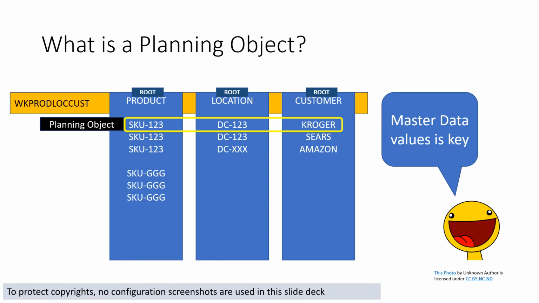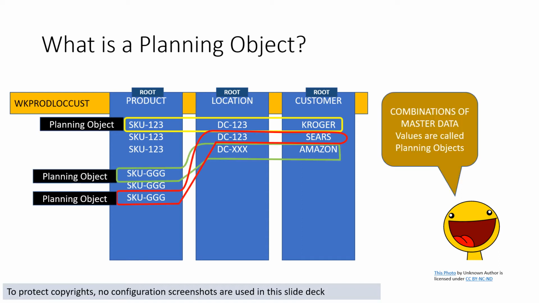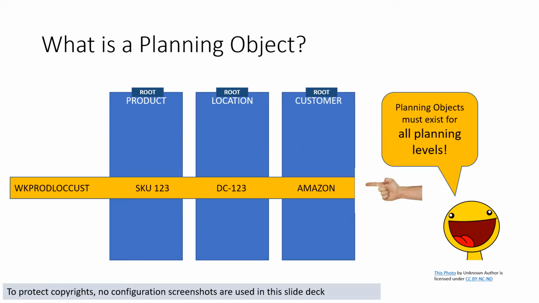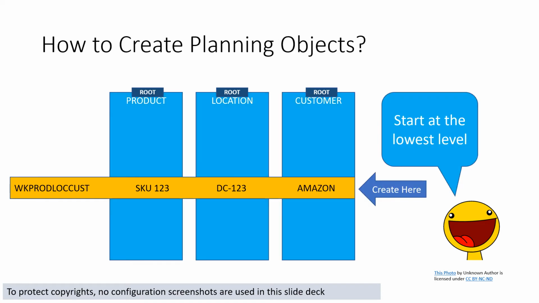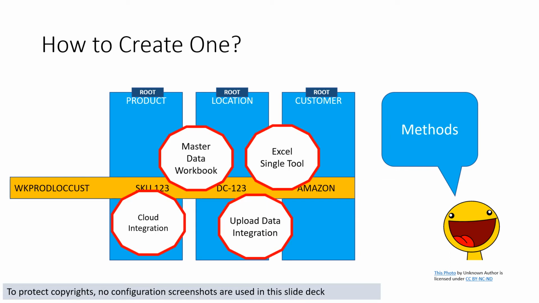Master data values is the key. Combinations of master data values are called planning objects. Planning objects must exist for all planning levels. Start at the lowest level. Create them here.